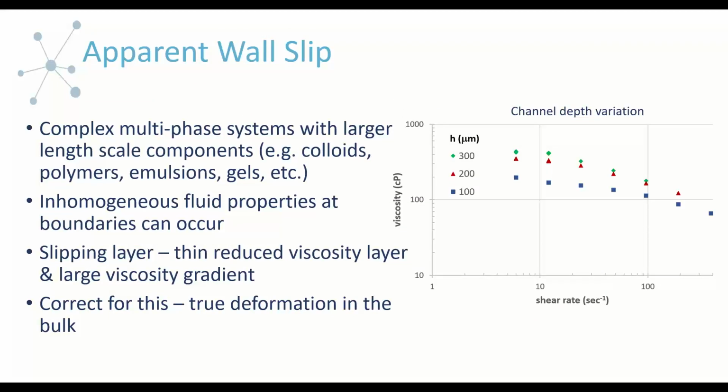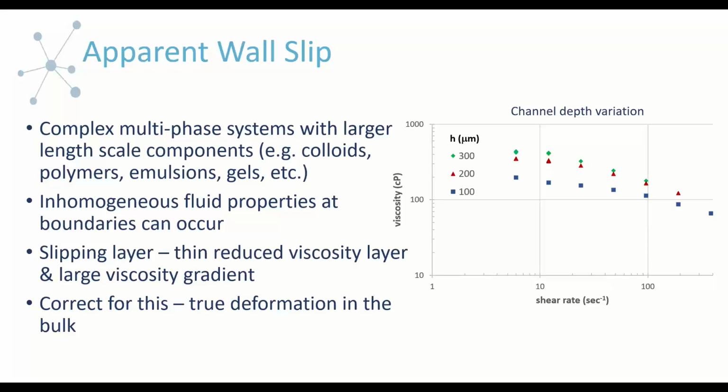So let's talk about why we see wall slip, a little more detail about what is happening there, and then how we handle it. As I mentioned in the intro section, slip is not going to happen if you're dealing with solvents or buffers or simple fluids of this sort, or even standard oils. It's going to happen when you have more complex fluids, typically multi-phase with larger length scale components. And you can see it also in something like a polymer melt.